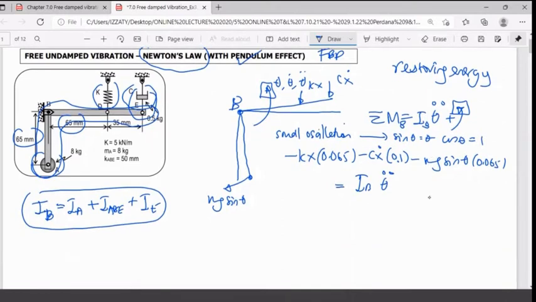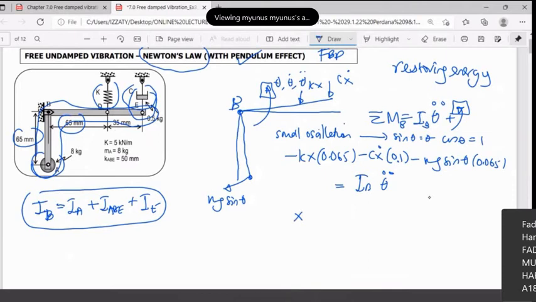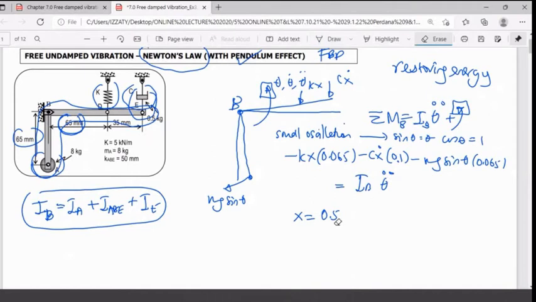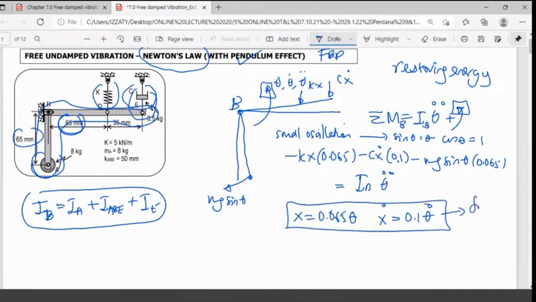Okay, then finally you need to know what X is. Your X is represented by the segment equation: it's not 0.5, sorry, it's 0.065 theta. And for x double dot, it is basically 0.065 theta double dot. Don't worry about this one. What you have to understand is that this comes from the segment equation, so you put it in here.